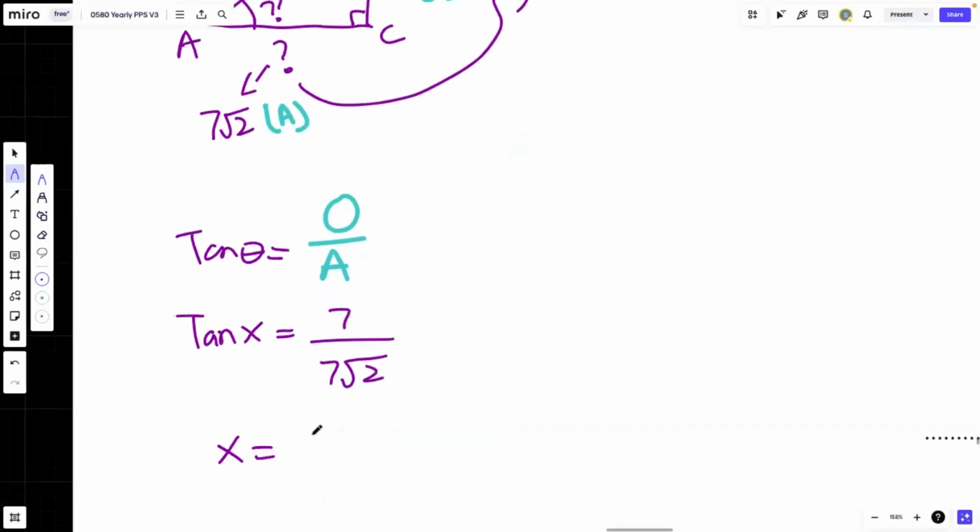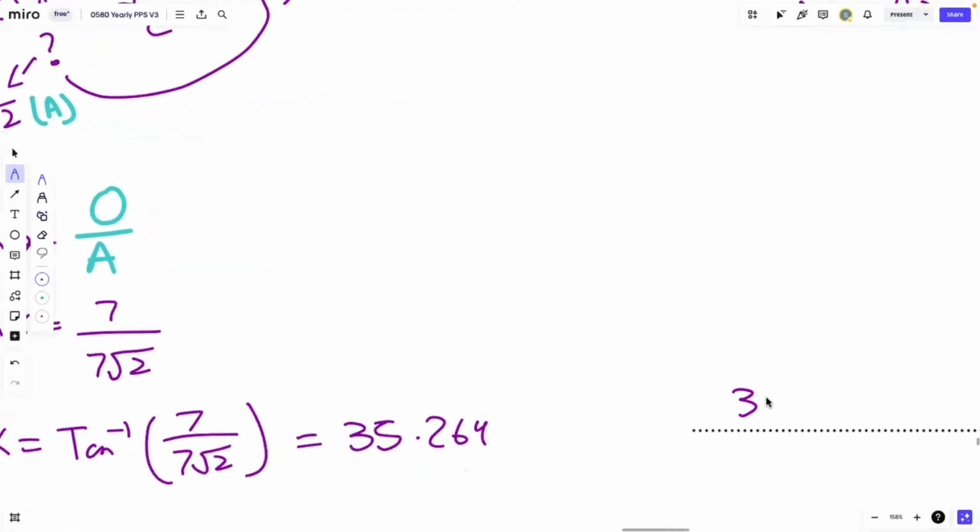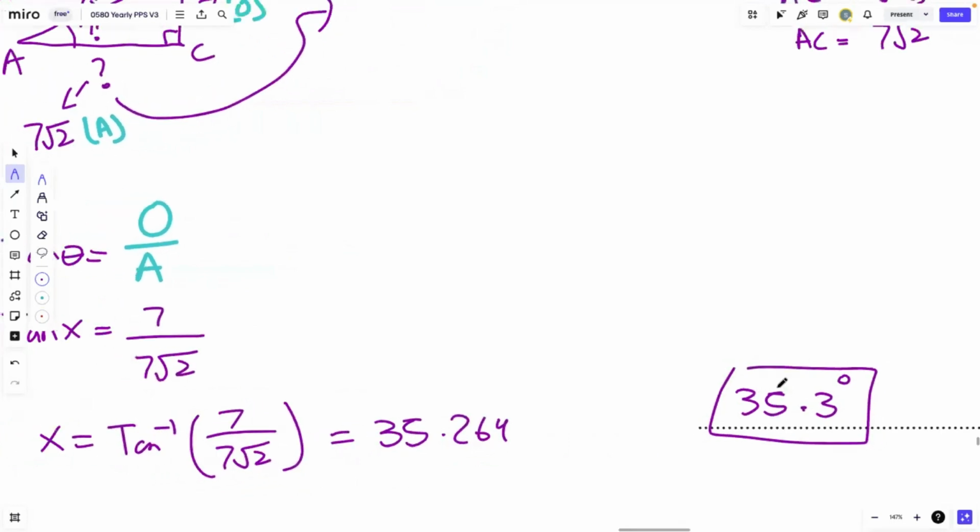And now x is equal to tan inverse, because it goes on the other side, tan inverse of 7 divided by 7 under root 2. So that's tan inverse on your calculator, fraction 7 divided by 7 under root 2. And we're getting 35.264, which is equivalent to 35.3, because for angles we round them to one decimal place.